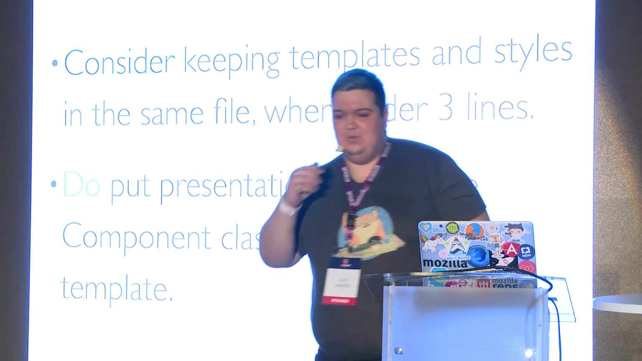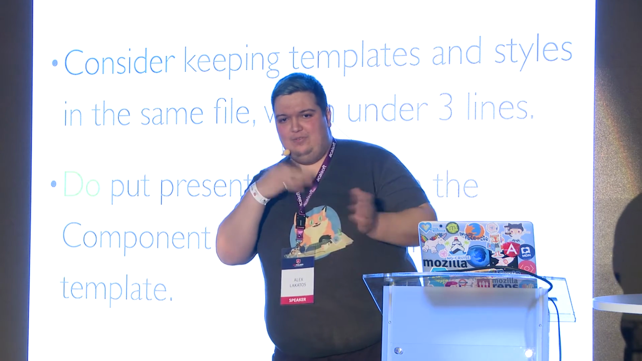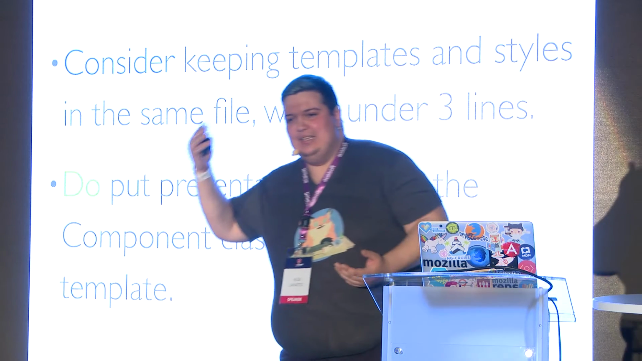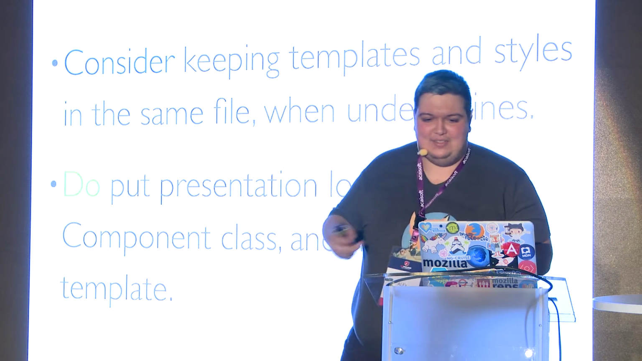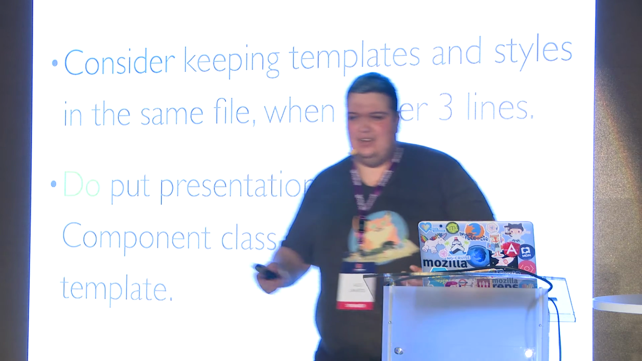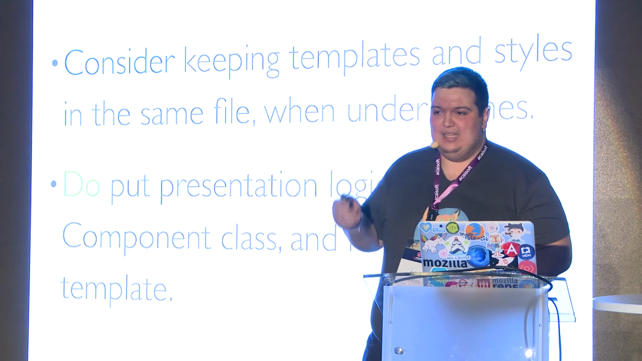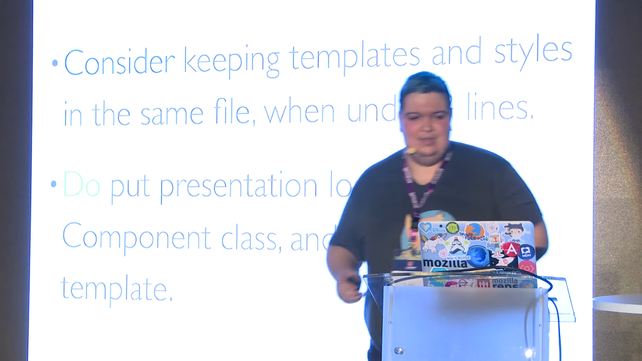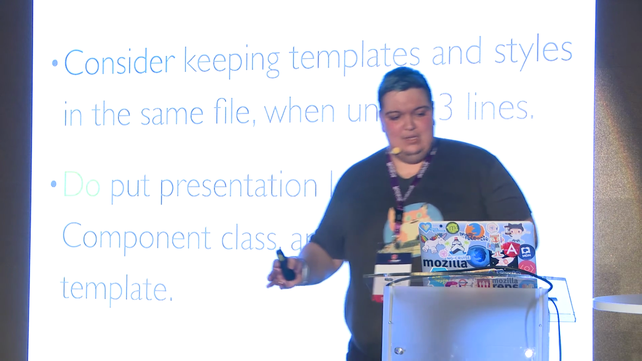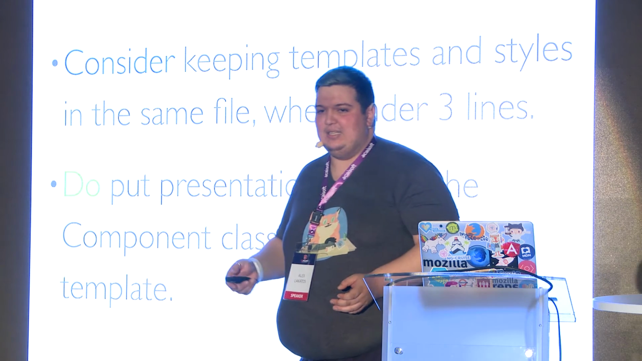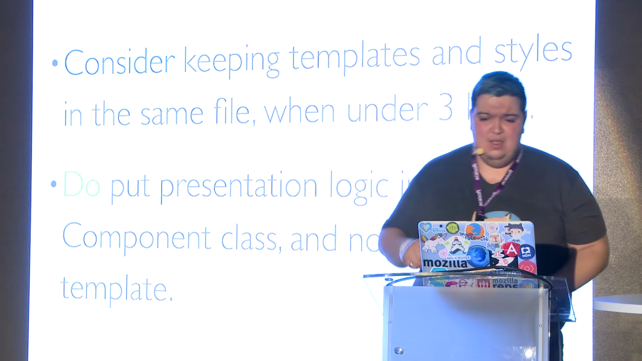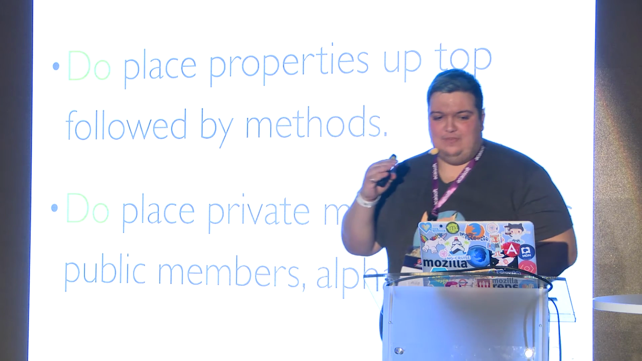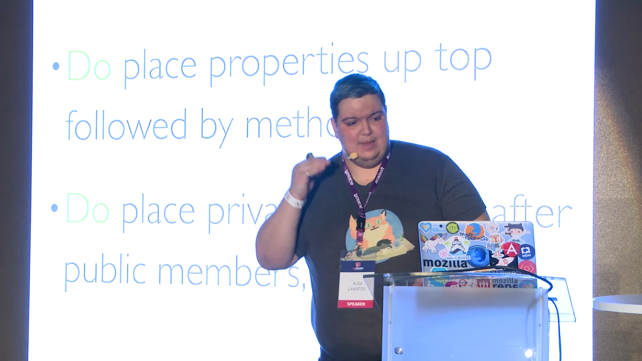I know I told you each component has 4 files, and we put that separately and all that. But again, as the Angular style guide, we ourselves contradict ourselves in certain situations in the sense that if it's easier for us this way, we're going to do it this way. And that says if your template or your styles is just a couple of lines, we don't split it out in a different file. And we put presentation logic in the component class and not in the template, because that's easier to test. We don't actually have to render the template to see if our logic works. We place properties up top, followed by methods, and then we do private and then public members.